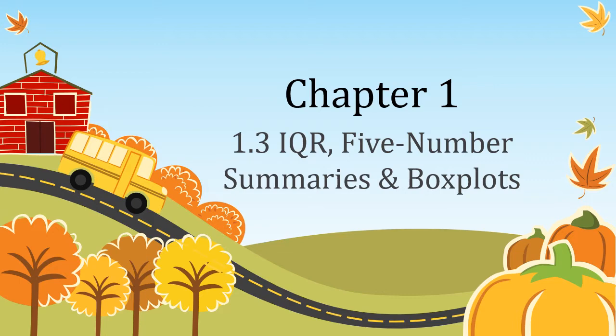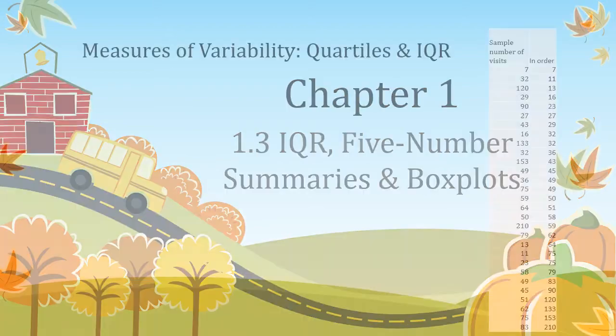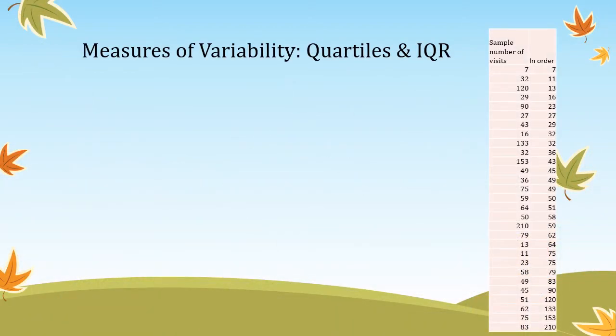So what we're going to talk about today is what happens when we don't have a mean, but we instead have a median. So now let's talk about what we do with a median, which is we use quartiles and what's called an interquartile range, or an IQR. So that's interquartile range.